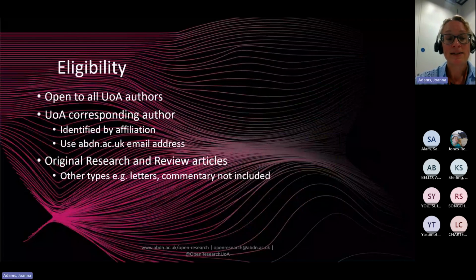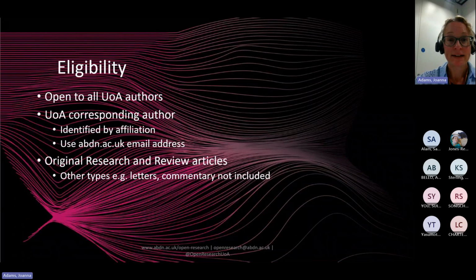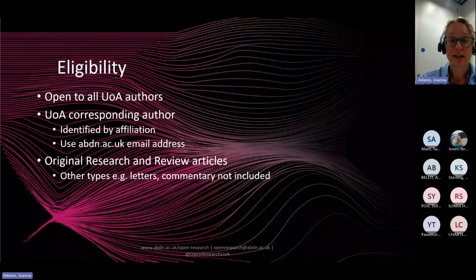Now, the agreements are open to all authors at the University of Aberdeen. You don't have to have research funding. You will be identified by your affiliation, so use your Aberdeen email address wherever possible. And they generally cover research and review articles. Other types like letters, commentaries, book reviews may not be covered. But there are, again, some differences between the publishers, so you can check on our web pages or, again, ask us if you're not sure what's covered.